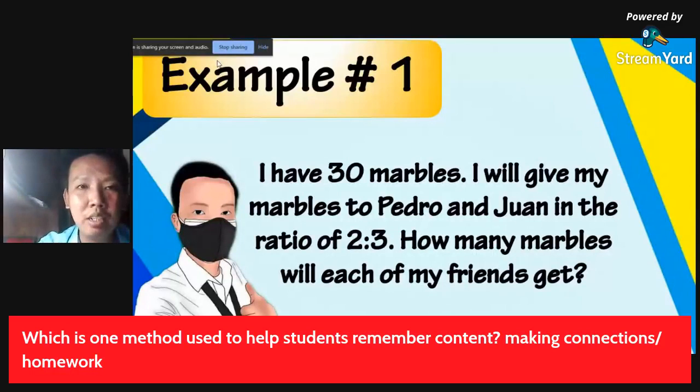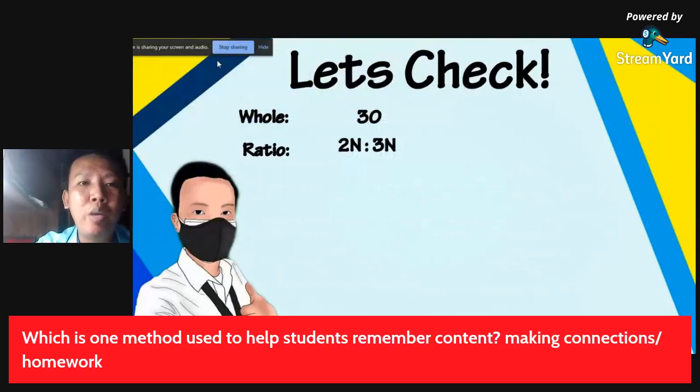So to solve this, we need to identify the whole and the ratio given in this problem. Obviously, our whole is the 30 marbles to be distributed or divided to the given ratio or unequal parts, and that is 2 is to 3. Then now, we can create our proportion.